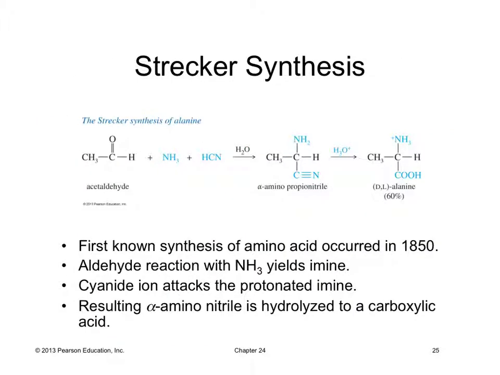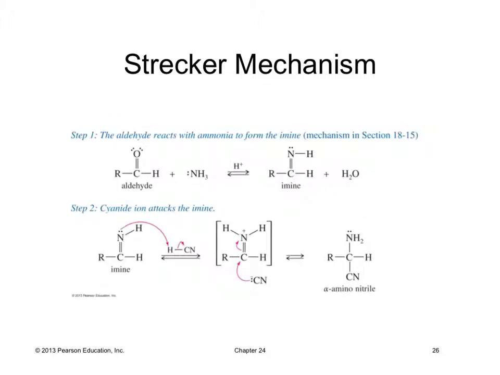Strecker synthesis is another way in which you can make amino acids, starting with acetaldehyde. To make alanine, you add ammonia and HCN. In the presence of water, this will generate the alpha amino propionitrile, and then upon treatment with acidic water, this will generate DL-alanine.